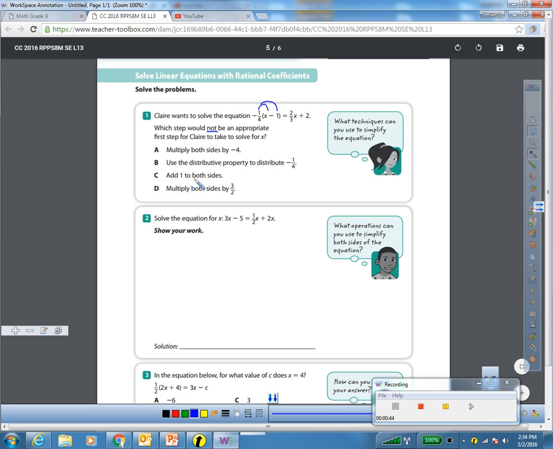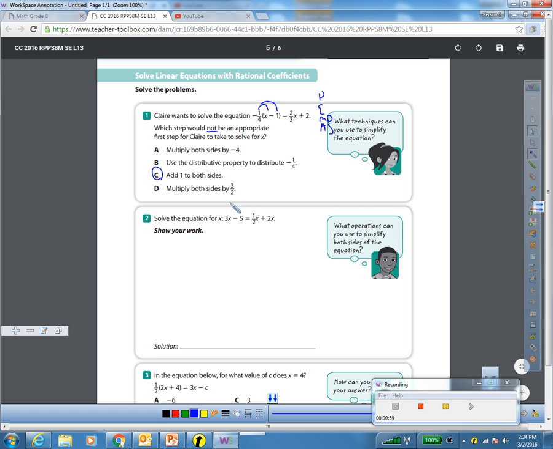If she adds 1 to both sides, she's totally ignoring the order of operations, and she needs to make sure to do parentheses first. So that's the one that's not going to work. She could also multiply by 3/2. That's going to get rid of this fraction or make 1x there. So C is your answer there. That's not going to work.